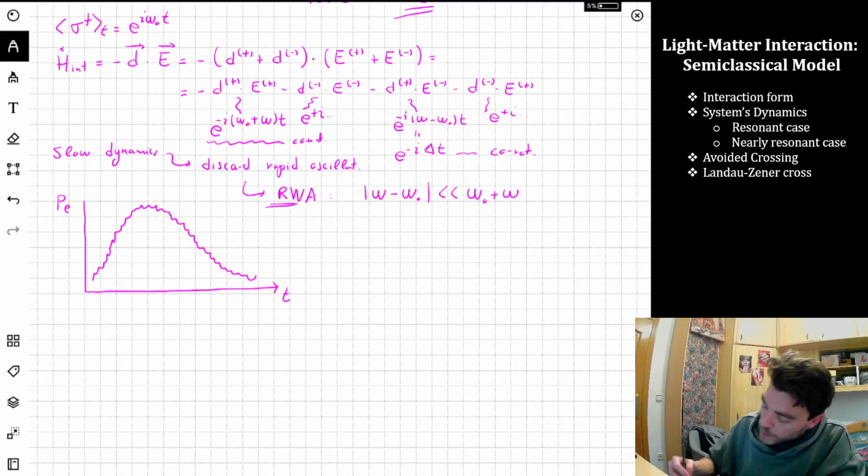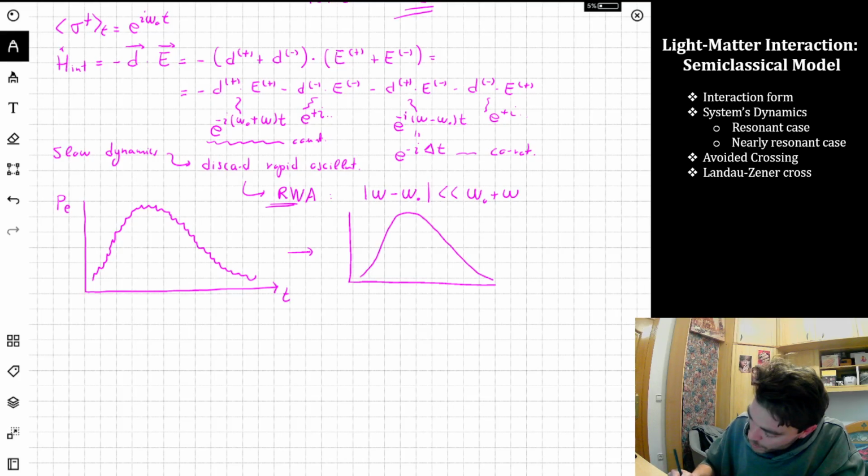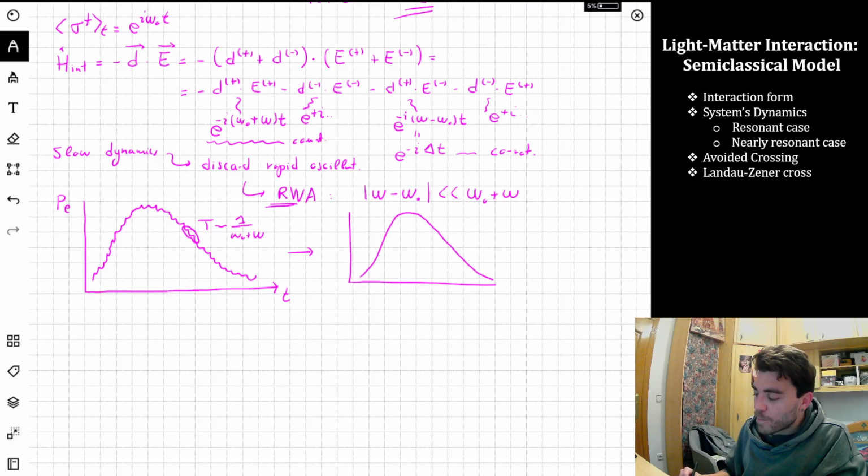But it doesn't matter. We are replacing this by the slow dynamics of the system, so we are just smoothing this function. Because these dynamics at the small time scales, on the order of 1 over omega 0 plus omega, are not relevant in our case, and are less relevant the more this approximation holds.